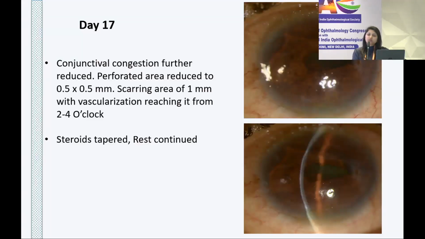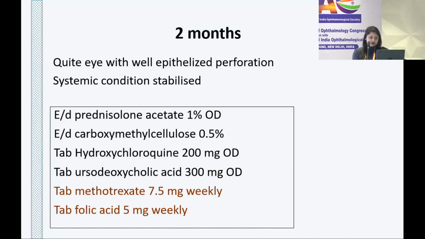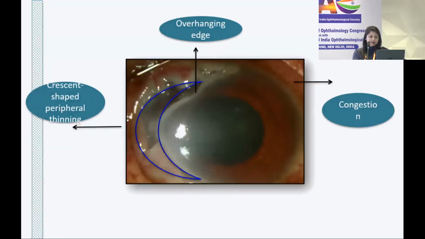So steroids were tapered and the rest of the treatment was continued. So by 2 months, his LFT had normalized and the patient was started on methotrexate as well. So by these two cases, we can see that we may or may not find a reason for a PUK, but the management has to be tailor-made for each and every case depending on what are the other associated factors.